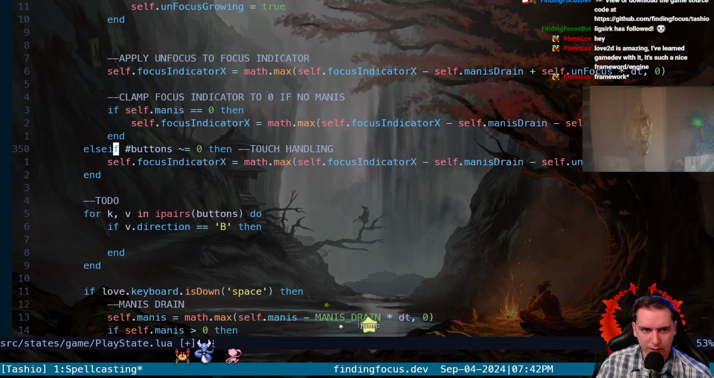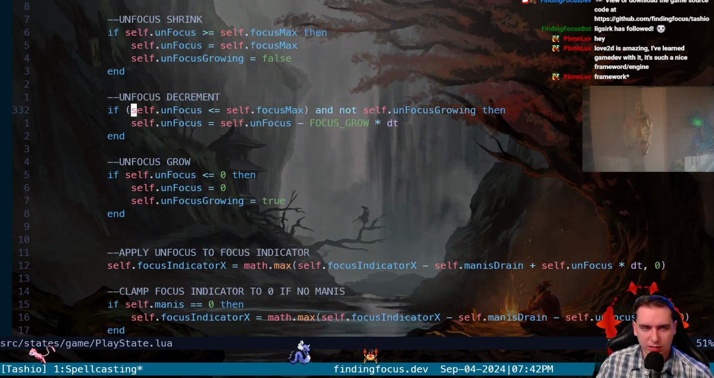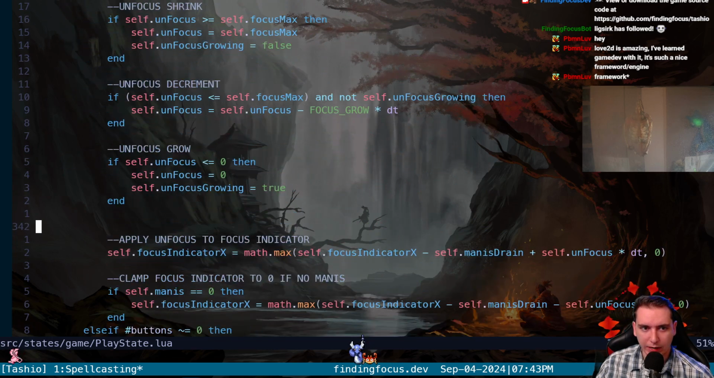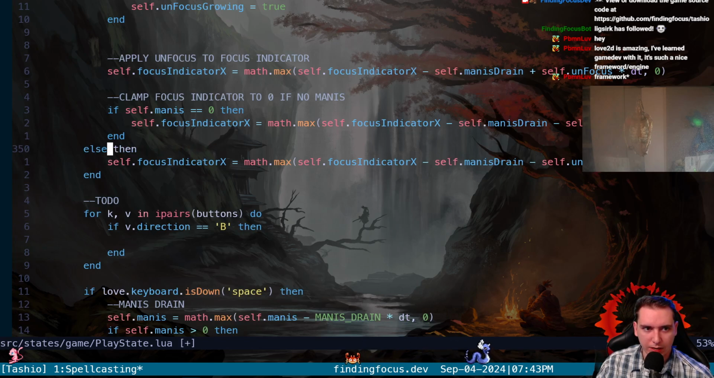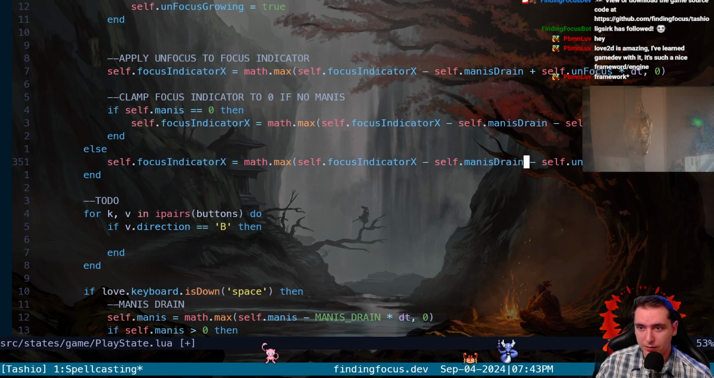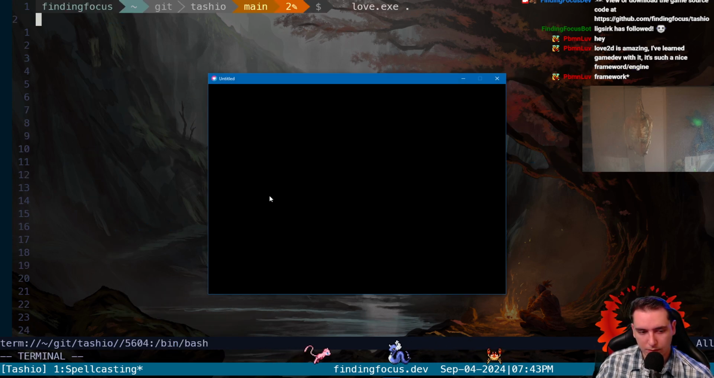So this isn't touch handling. I said touch handling because we're asking on our global buttons table, which is a touch object, but we just kind of preemptively did that because we're saying, okay, if space is down, the focus indicator is going to be going up. So let's see how much it's going up by. Otherwise, for now, we can just say else our focus indicator X will get either 0 or the result of our current indicator X minus our modus drain minus our unfocus scaled by delta time. I don't know if that's right. It doesn't sound right.